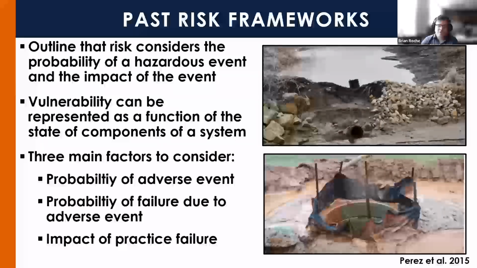So past research on risk has found that there are three main factors to consider: the probability of an adverse event occurring, the probability of failure under that event, which can be based on the robustness or vulnerability of a practice, and the impact of practice failure.